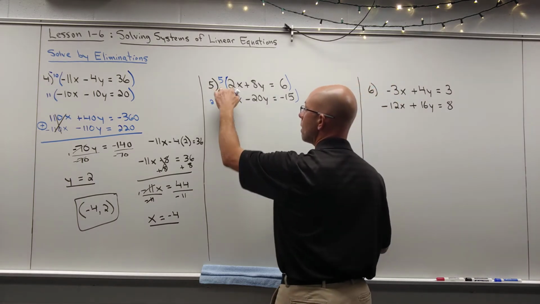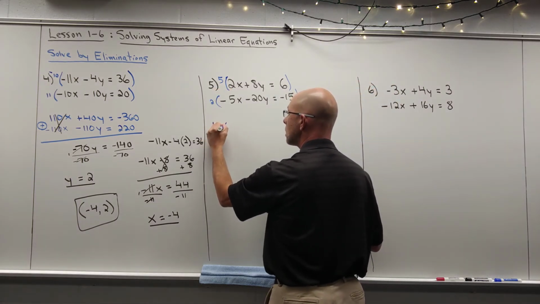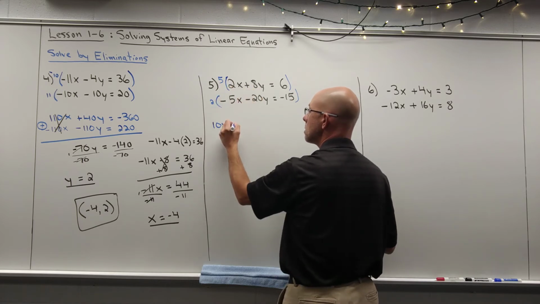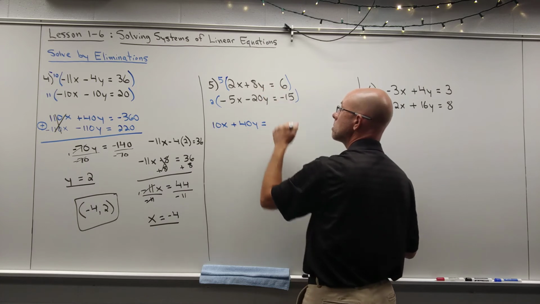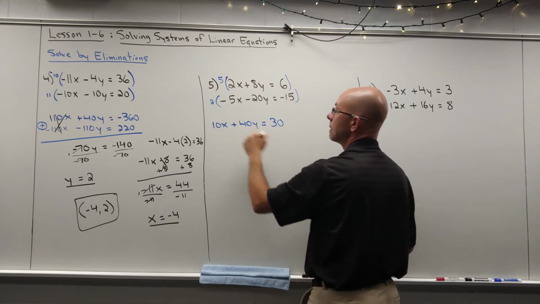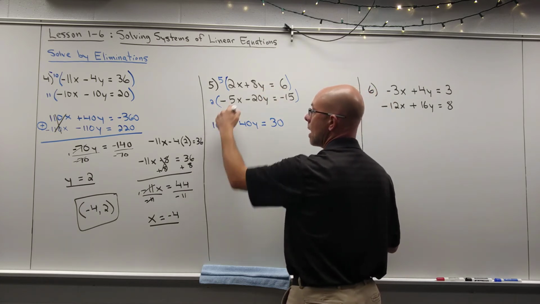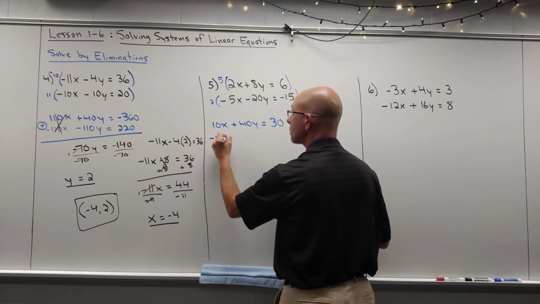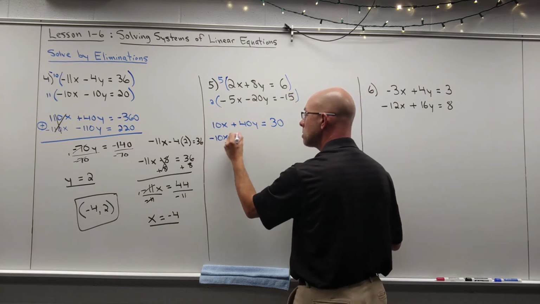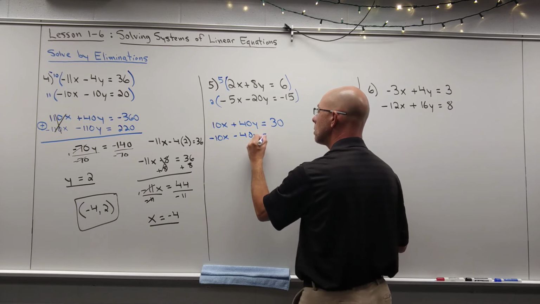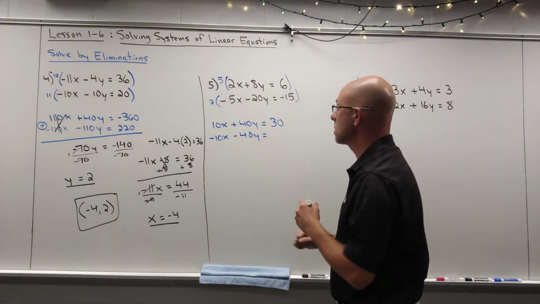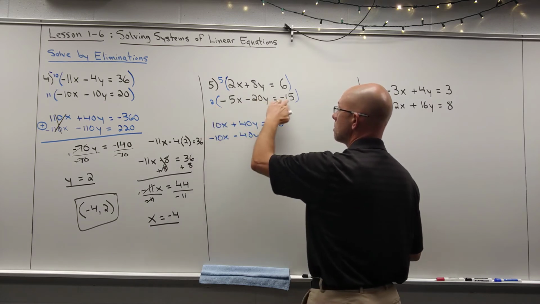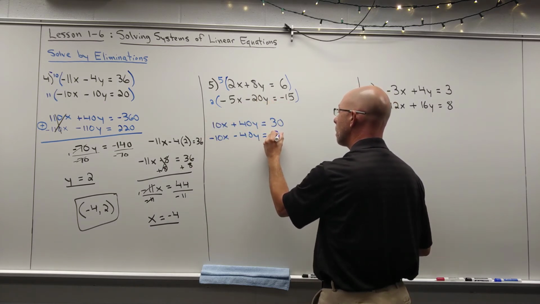So top equation, 5 times 2, that's 10x. 5 times 8 is plus 40y. And 5 times 6 is 30. This times that is negative 10x. This times that is minus 40y. You can start to look right now, something weird's happening. They both ended up opposite. And then 2 times that is negative 30.